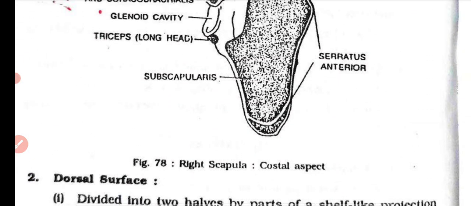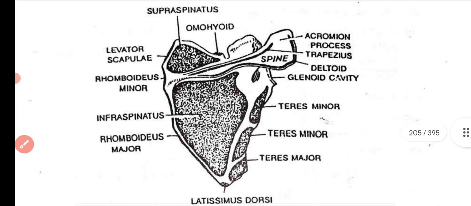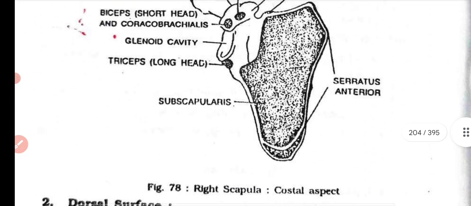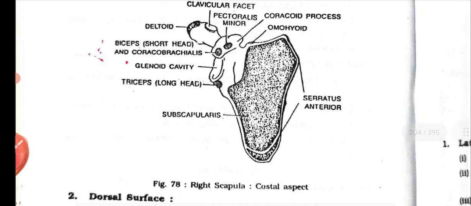Now we know about the inferior angle of the scapula. This portion is the inferior angle. This is the inferior angle of the scapula, which lies downwards. Okay.